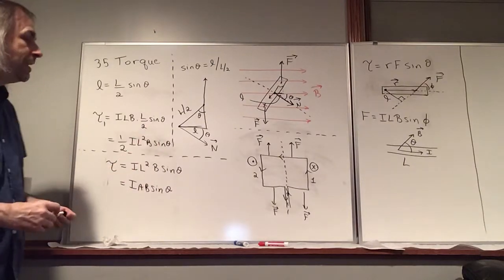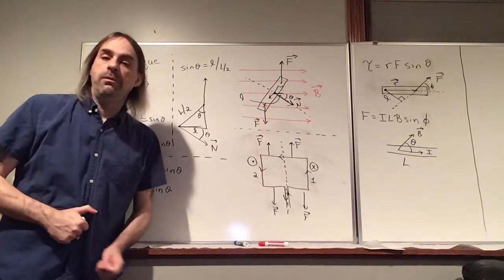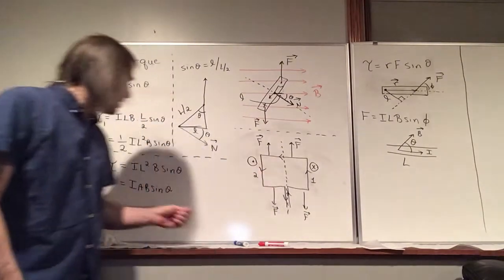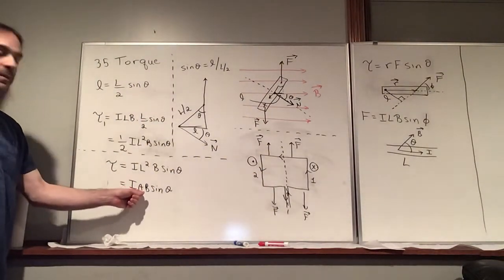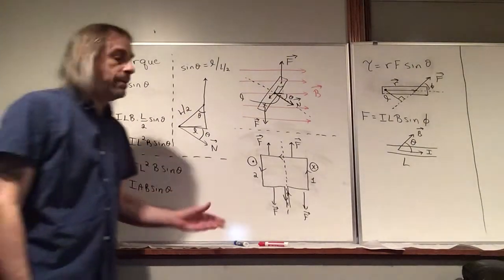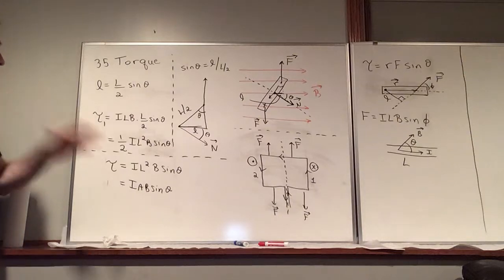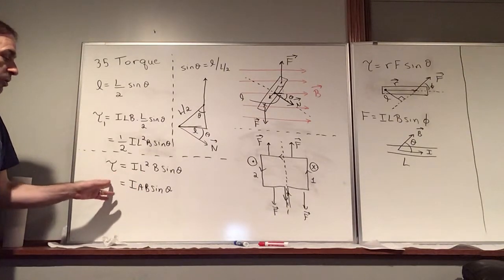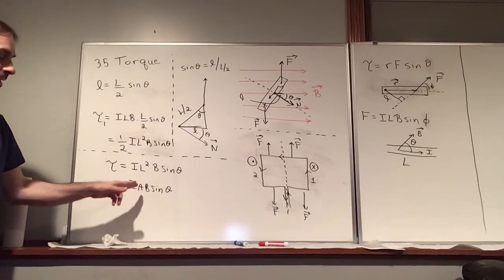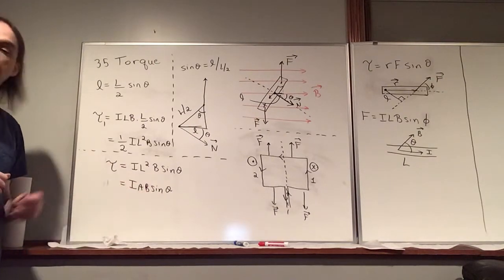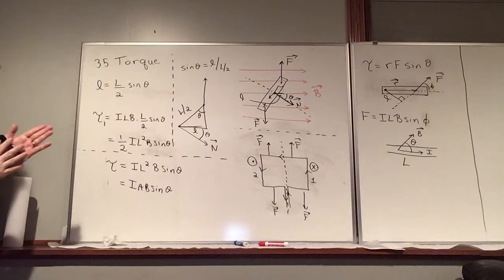Now we calculated this for a square coil. It turns out if we used a circular coil, we'd get this exact same result, except instead of the area being L squared, it would be pi r squared. So whatever shape your coil is, the torque on the coil is going to be the current in it times that cross-section area times the magnetic field times the sine of the angle.